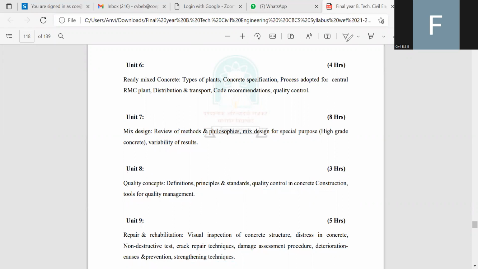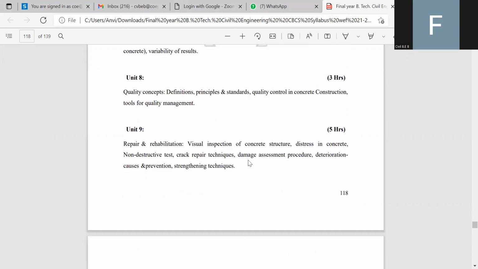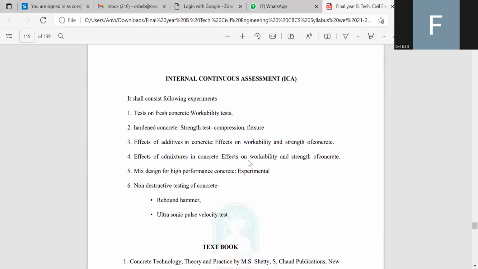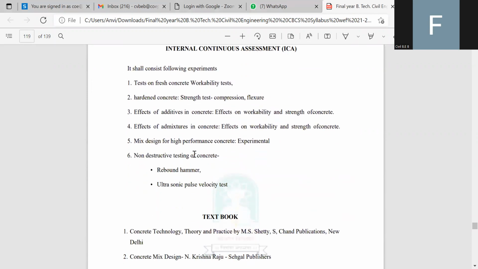Now some practicals are there, but those practicals we have covered in Concrete Technology also. So here the internal continuous assessment is there. It shall consist of the following experiments. If you see here, experiments are there.